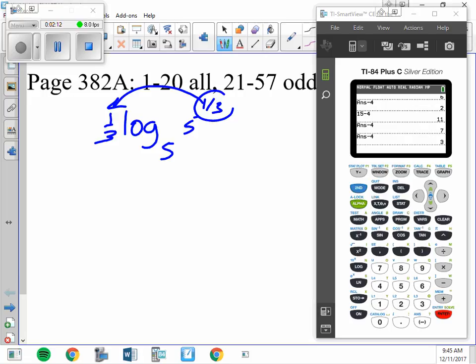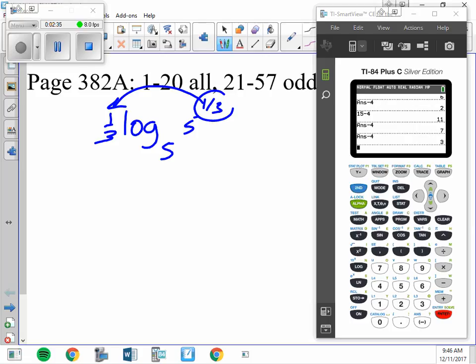Okay, number 10. Or sorry, 14. It's going to be 3x squared plus 2x plus 1. Because the 10 to the log base 10 cancels. Okay. What about 16?